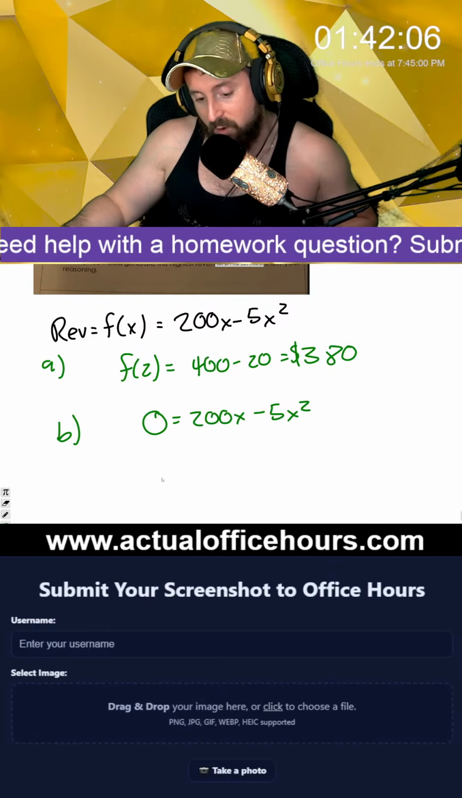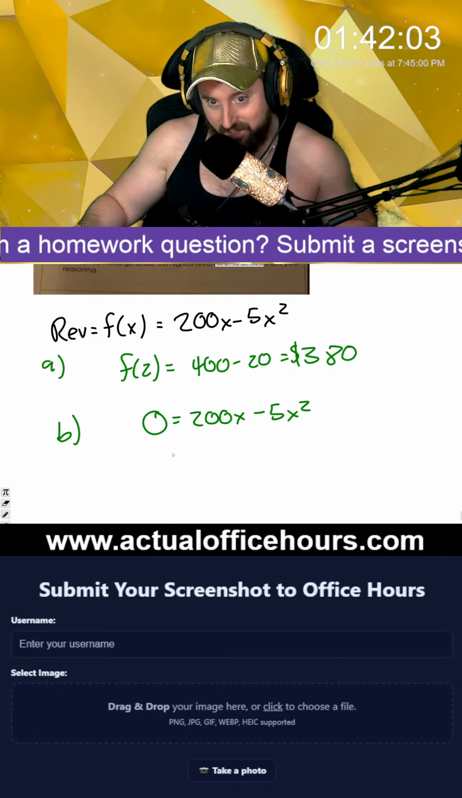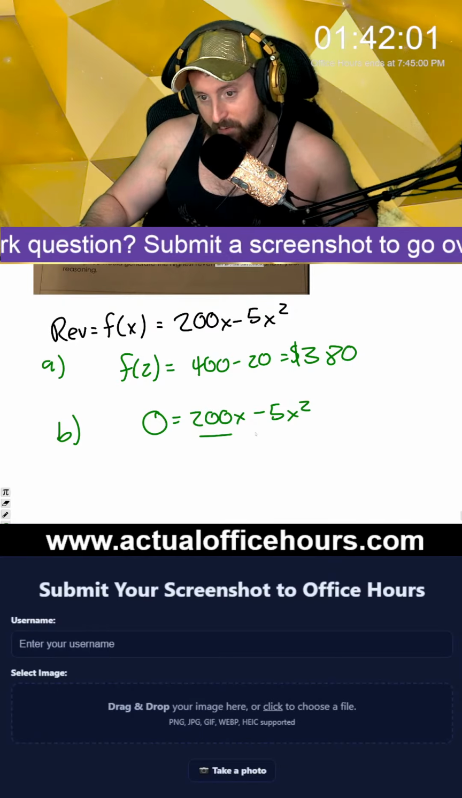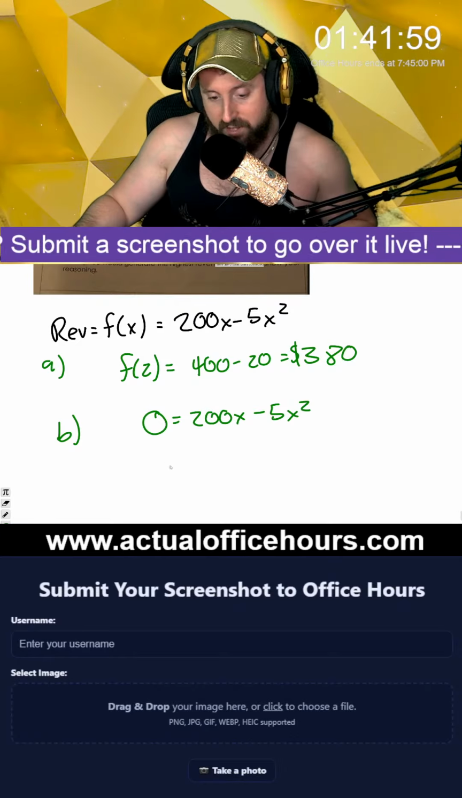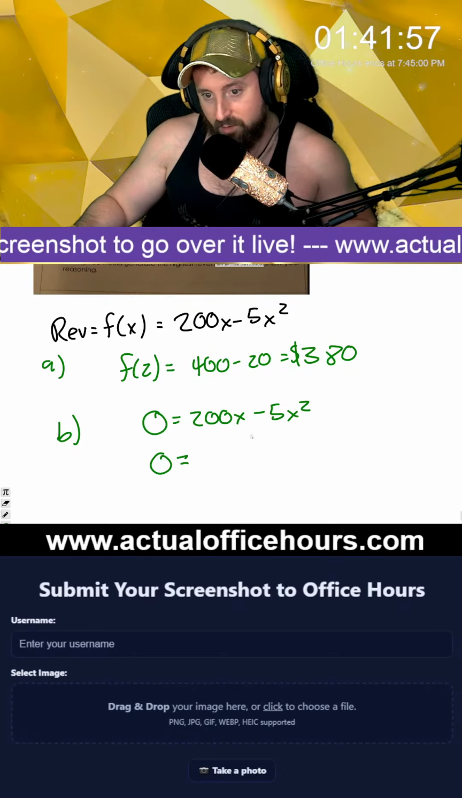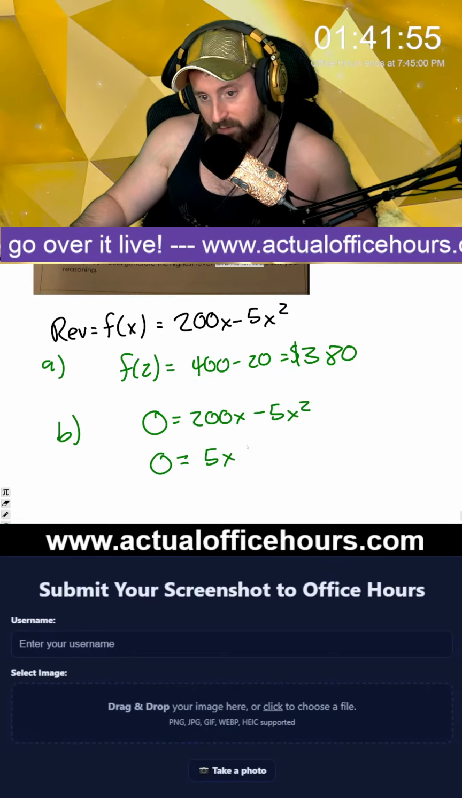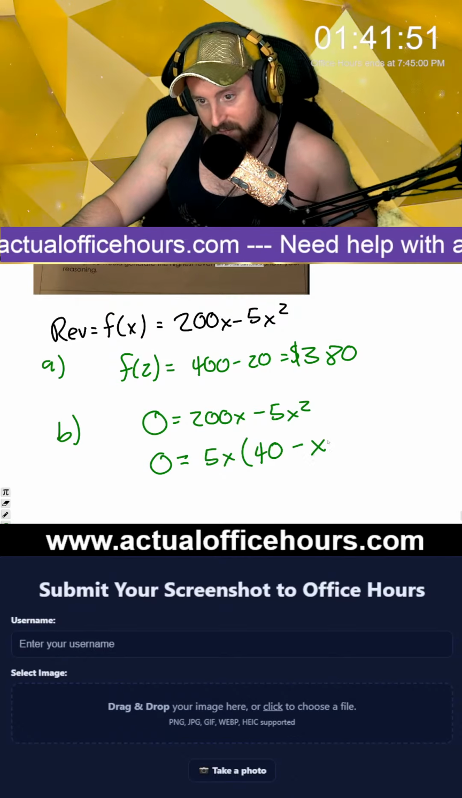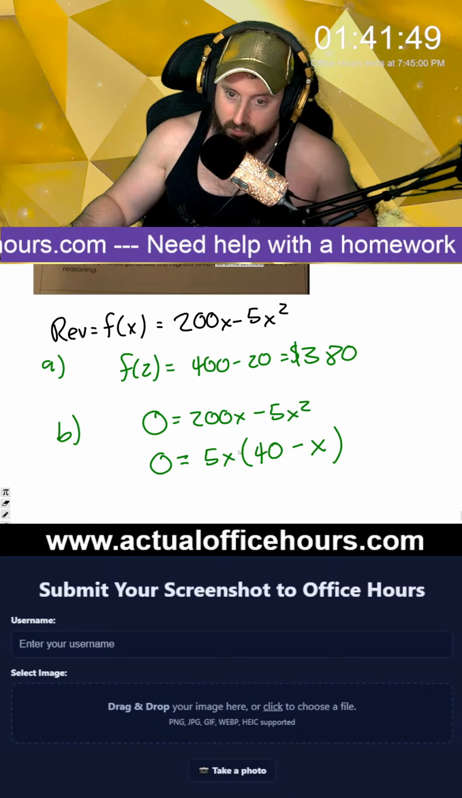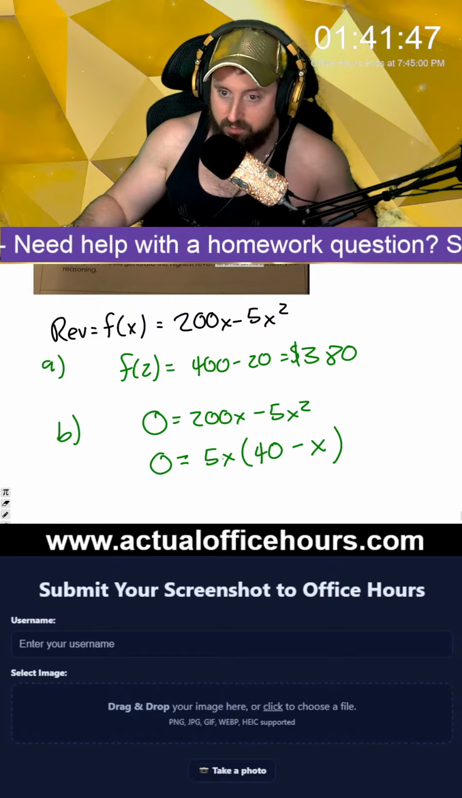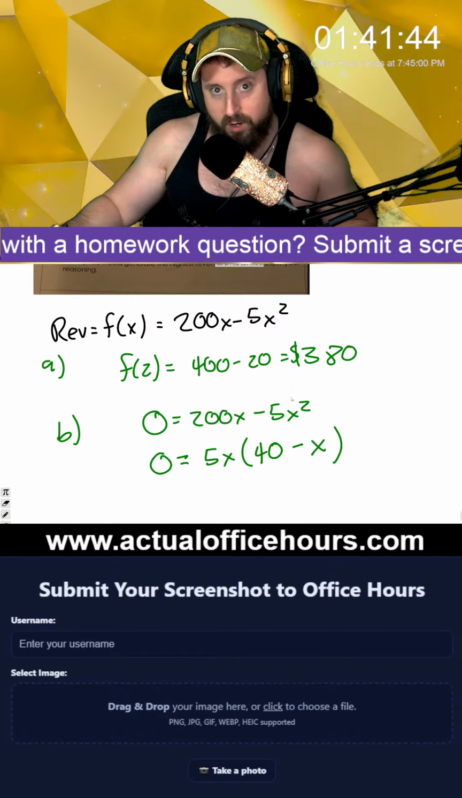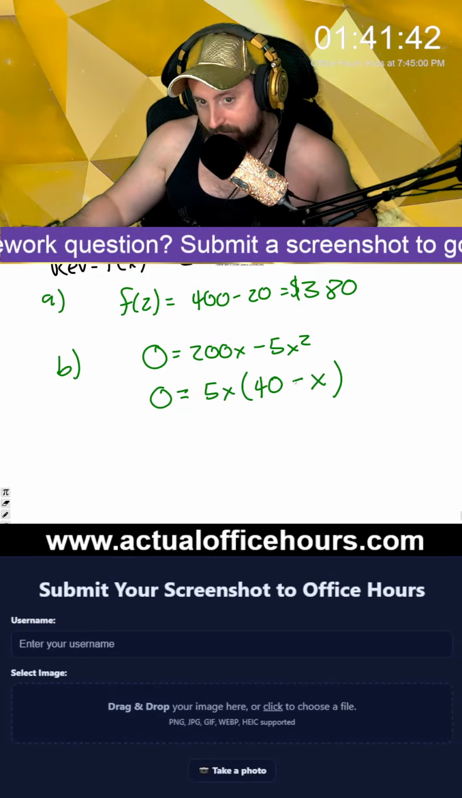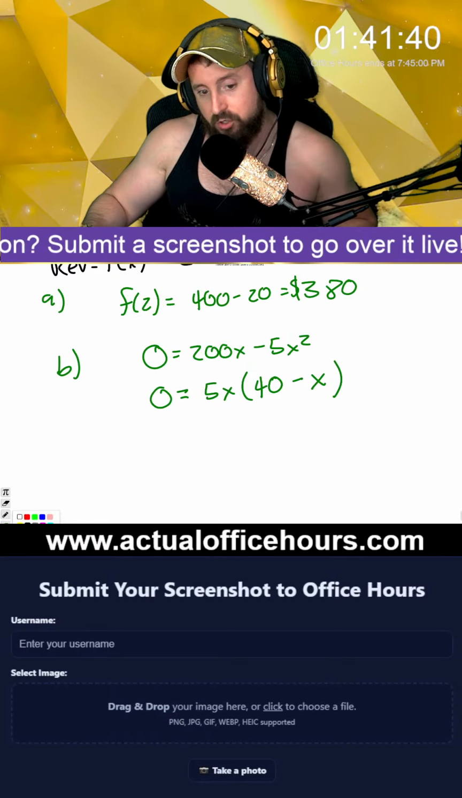Okay, but let's see what happens if they wanted to make $0. All right. So 0 is now equal to this. This is a beautiful example of where factoring would be nice. So I'm going to pull out a 5x from each thing. That's going to give me 40 minus x. Because 5x times 40 is 200x. 5x times x is x squared. Good. I just took the 5 out because now it's easy to see there are two solutions, right?